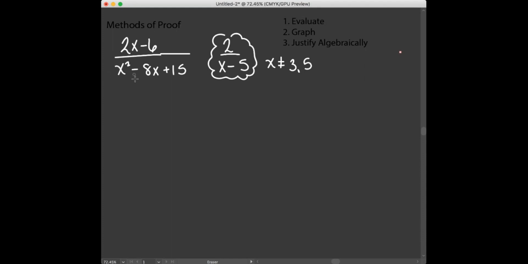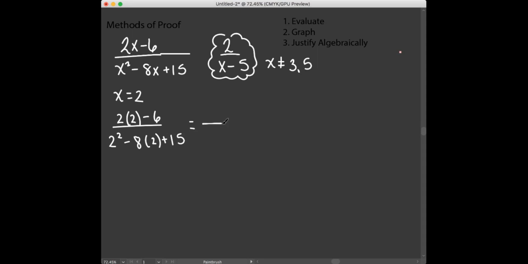The first method is that we are going to evaluate the problem. So when we evaluate, we pick a number for x, and we just want to be careful that the number we pick for x is not one of the restricted values, because then when we plug it in, we're going to get that the answer is undefined, and that's not really going to help us to see what's going on. So I just picked 2. You could have really picked any number. I'm going to plug a 2 in everywhere I see an x and see what happens when I evaluate.